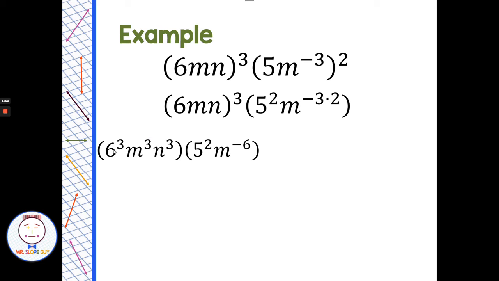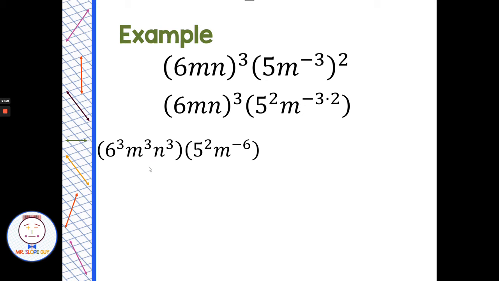So we get 6 to the third. 1 times 3 is m to the third. And the n has a 1 for the exponent. 1 times 3 gives us n to the third as well. And over here we went ahead and simplified this negative 3 times 2, power of a power, to get negative 6. So then we can look at multiplying out the 6 to the third. We can multiply out 5 squared.